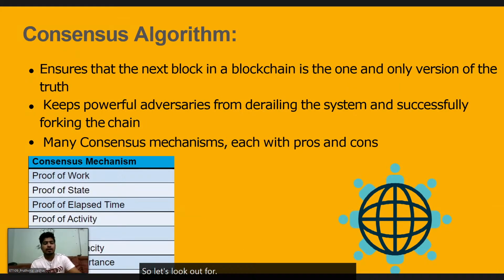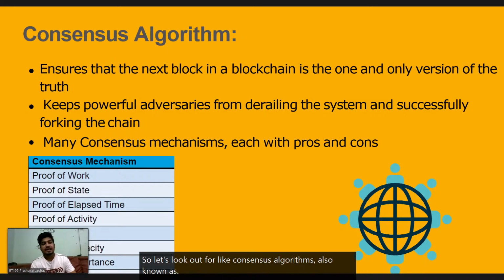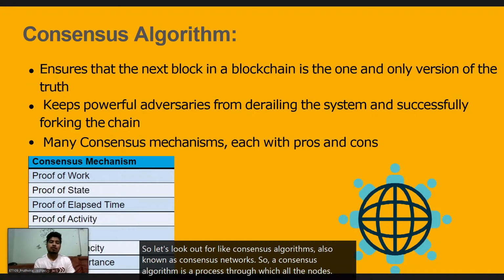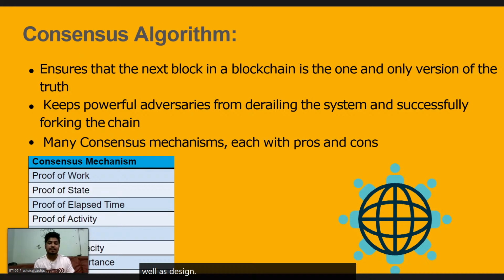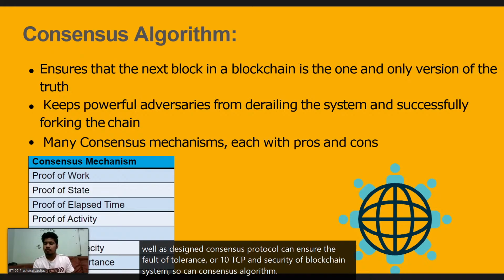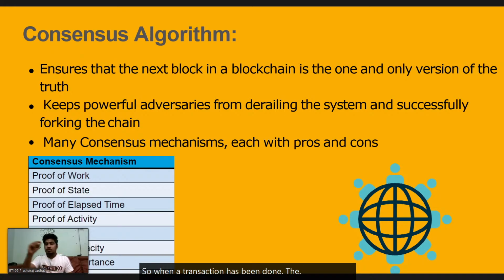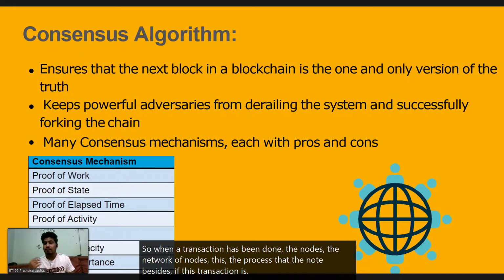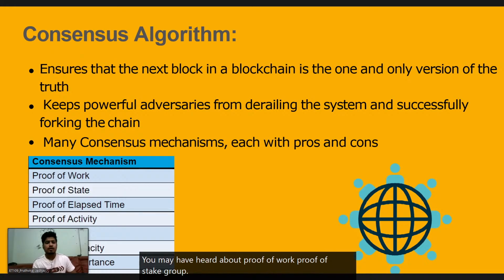So let's look at consensus algorithms, also known as consensus networks. A consensus algorithm is a process through which all the nodes of the blockchain network achieve a common agreement about the actual state of the distributed ledger, as well as design consensus protocol can ensure the fault tolerance, authenticity, and security of the blockchain system. So when a transaction has been done, the process by which the network of nodes decides if this transaction is valid or not is known as a consensus algorithm. You may have heard about proof of work, proof of stake, proof of state, and there are a bunch of other consensus algorithms.